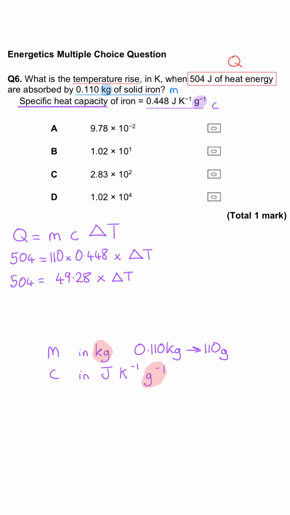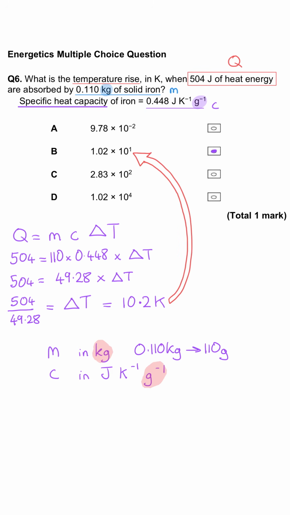And so then when we rearrange that, we've got 504 divided by 49.28, which gets us 10.2. And so that then needs to be converted into standard form, which is 1.02 times 10 to the 1, which gives us the answer of B.